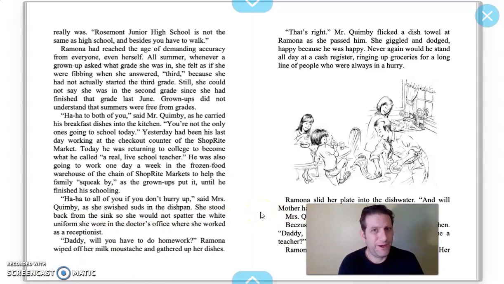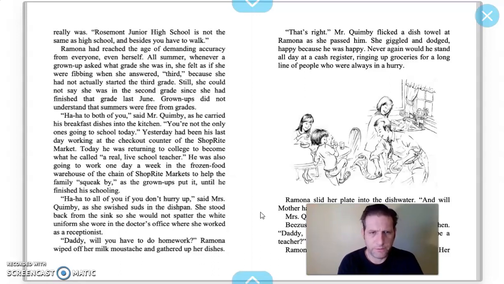Reminds me of some third graders I know. All summer, whenever a grown-up asked what grade she was in, she felt as if she were fibbing when she answered third, because she had not actually started the third grade. Still, she could not say that she was in second grade since she had not finished that grade last June. Grown-ups did not understand that summers were free from grades.